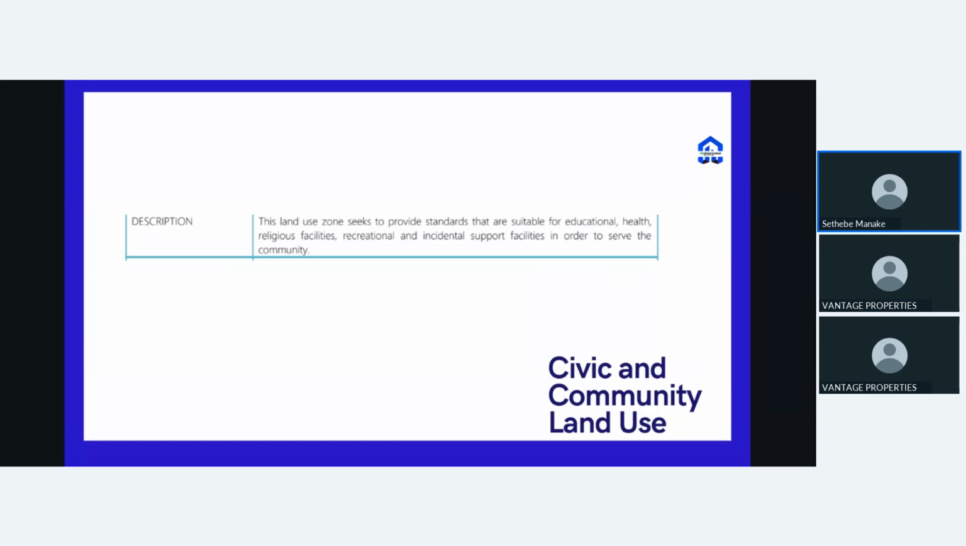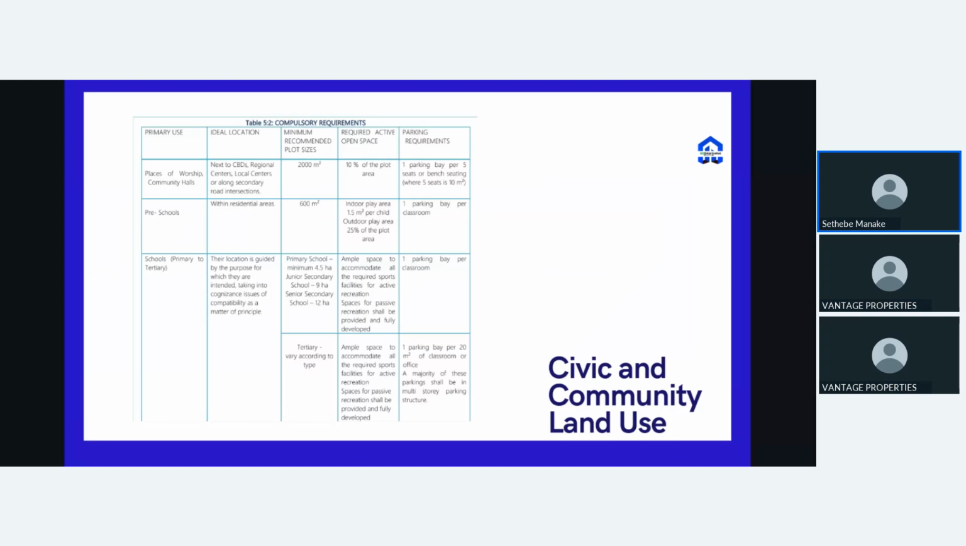For civic and community, examples are a place of worship, community hall, preschool. That's civic and community. So you don't have to keep it residential when you run a crèche; you have to change it to civic and community.